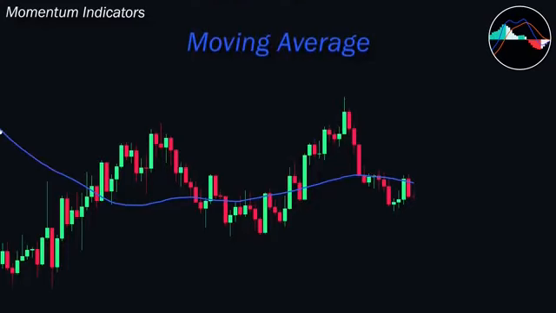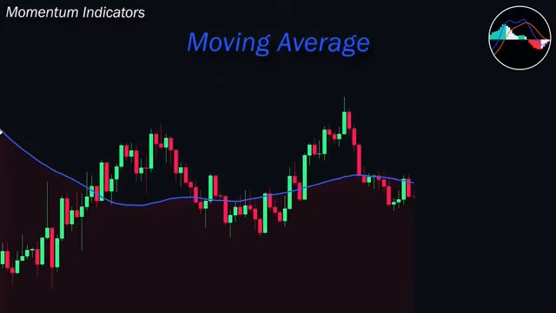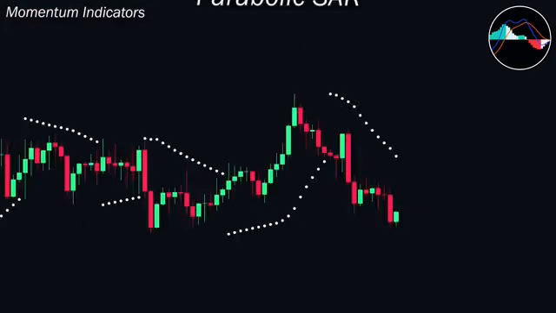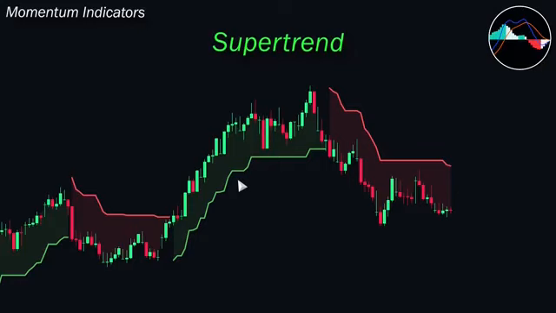Moving averages. Price being above the moving average signals a bullish trend, and price being below signals a bearish trend. Parabolic SAR. A dot below the price indicates a bullish trend, and a dot above the price indicates a bearish trend. Supertrend. A green signal indicates a bullish trend, and a red signal indicates a bearish trend.